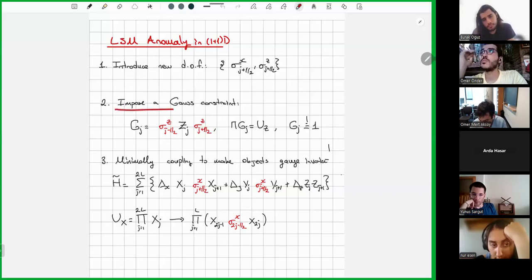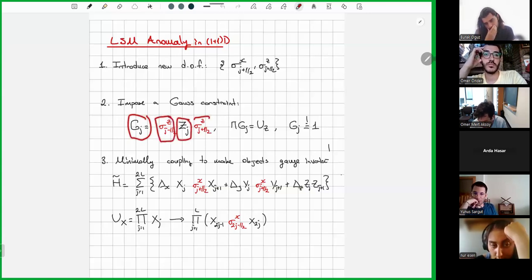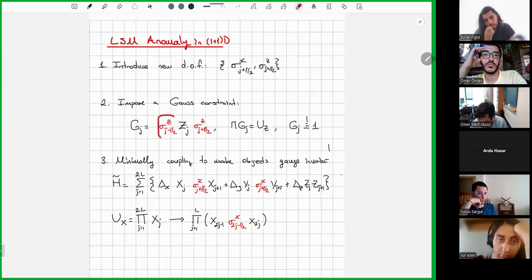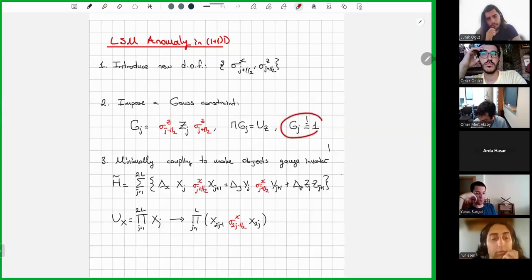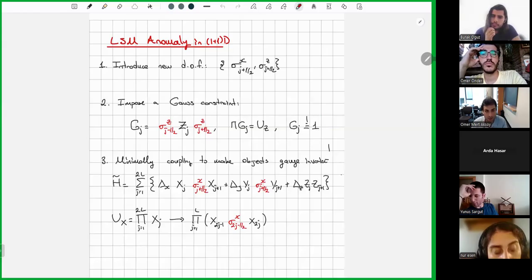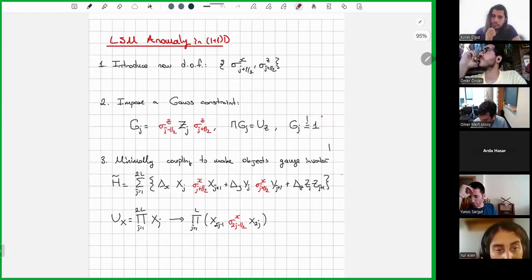Then in my second step, I impose a Gauss constraint. The Gauss constraint is such that I take my symmetry operator and sandwich it between the Z2 degrees of freedom. The way to think about it is that these take the role of an electric field, so this product is like the divergence of E, and this takes the role of a charge. So setting the Gauss operator equal to 1 is similar to exactly the Gauss law. That's why it's called the Gauss constraint. Importantly, I look at the subspace where all the Gj operators are 1. They are all pairwise commuting by construction, so I can set them to be 1.